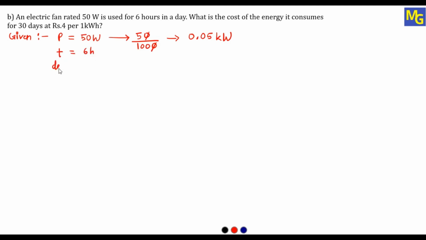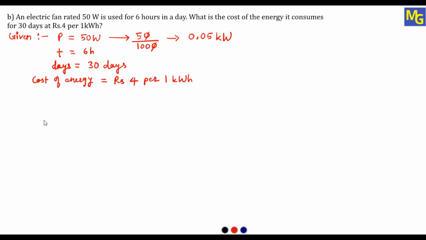Then how many days we are going to use that fan? We are going to use it for 30 days. So I'll write 30 days. Cost of energy. What is the cost of energy given? It is rupees 4 per 1 kilowatt hour. See, this you have to write very neatly.